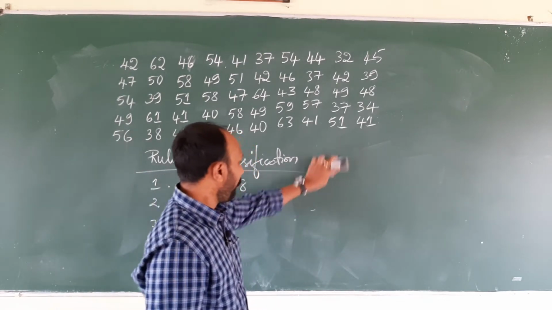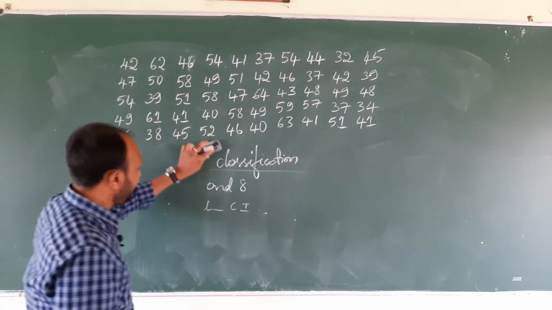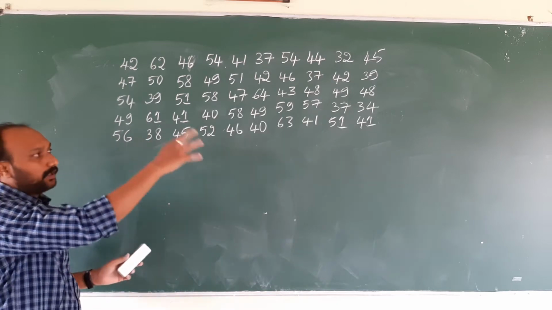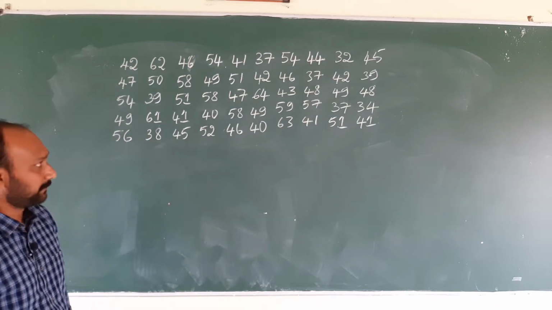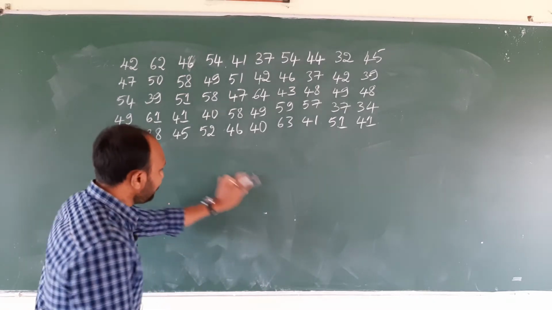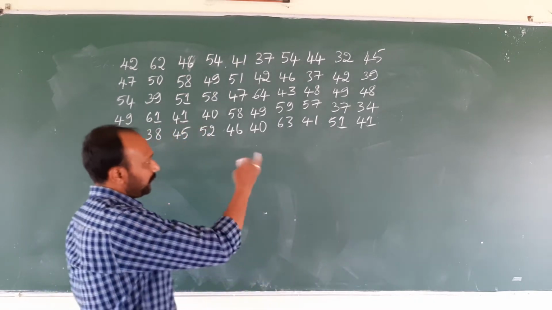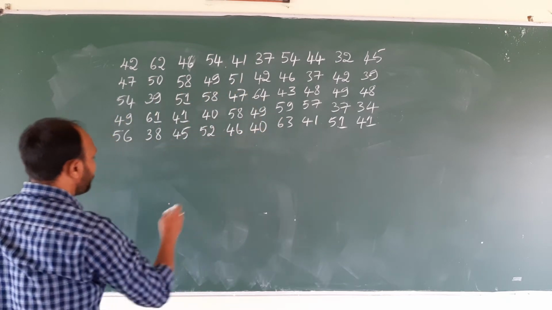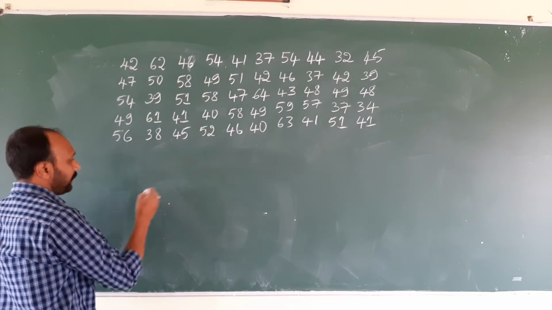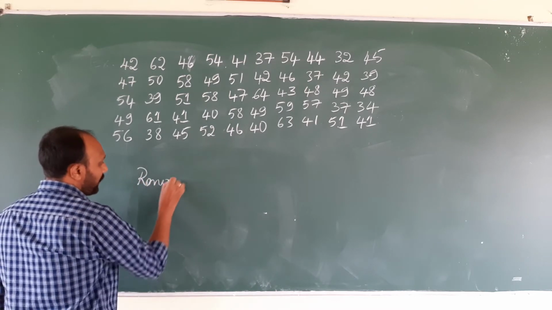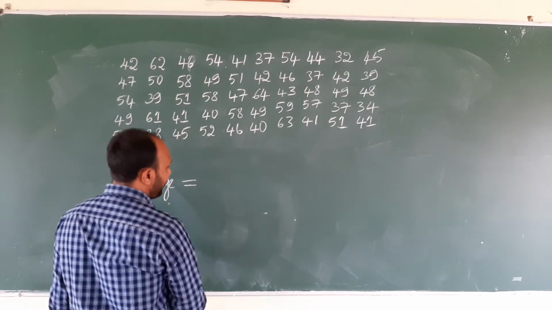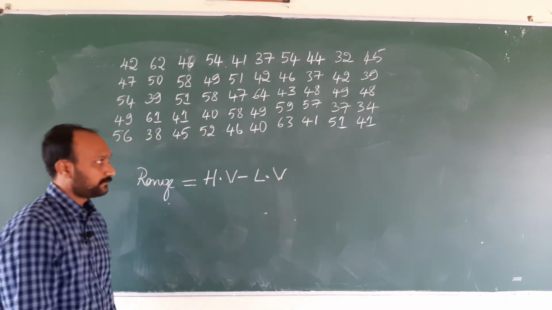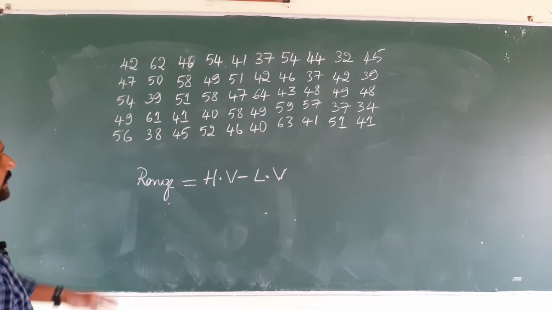Okay. So now with these principles or rules of classification, let us convert this data into a continuous frequency distribution table. In order to convert it, first of all, we would like to know the smallest value and the highest value in order to know the range. What is range? The formula for range is highest value minus lowest value. So what are the smallest and highest values here?